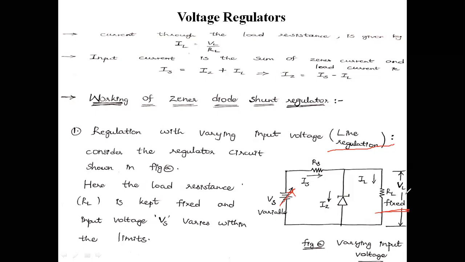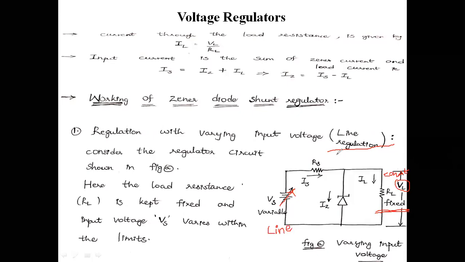Maintaining the output voltage as constant. The output load resistance is fixed, and maintaining this load resistance fixed, I am varying the input voltage. I can treat this as the line voltage. Therefore, I am supposed to obtain some constant output voltage across the load. I can treat that voltage as V0 or VL. That is the main purpose here.